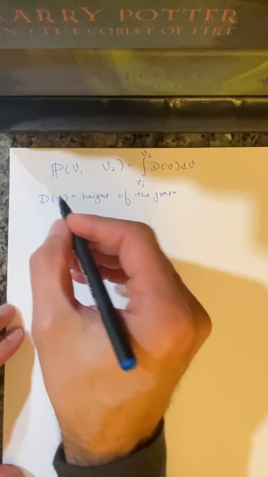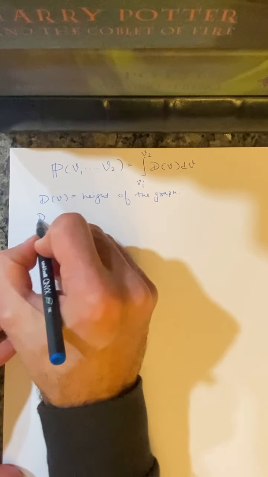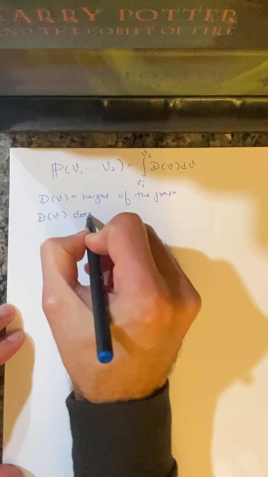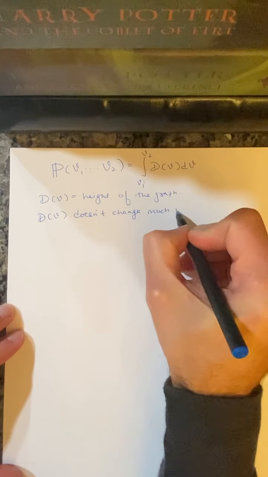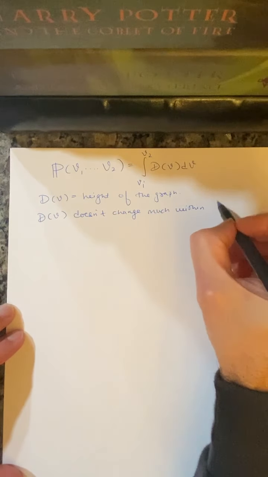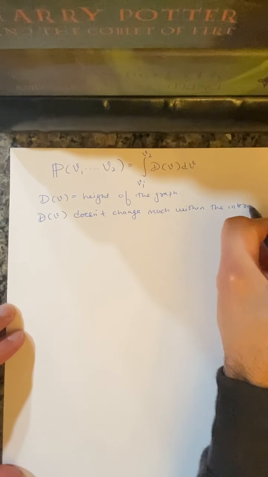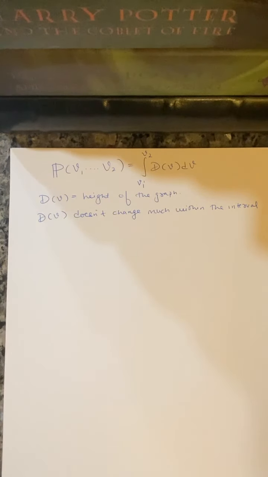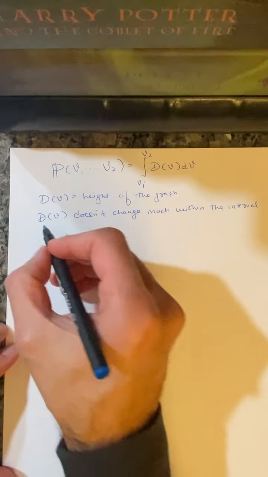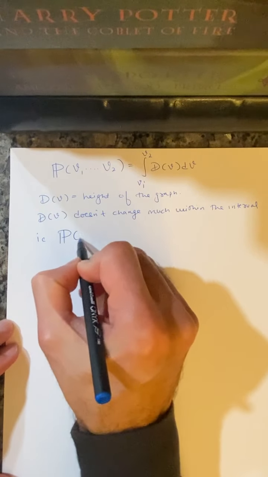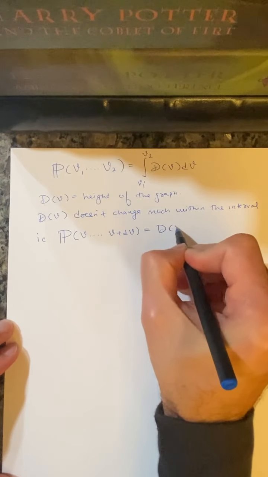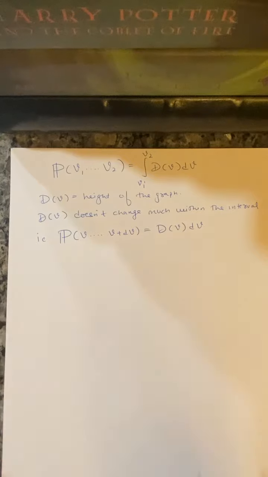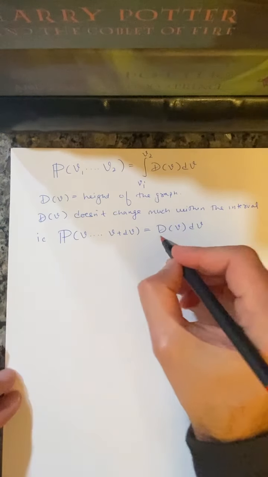As a result, over here, f(v) doesn't change much within the interval. It's an infinitely small interval. Think about that. The interval between V1 and V2 is really, really small, so f(v) hardly changes. As a result, we can write this down as the probability of V all the way to V plus dV is equal to f(v) dv. And this over here is the distribution function.